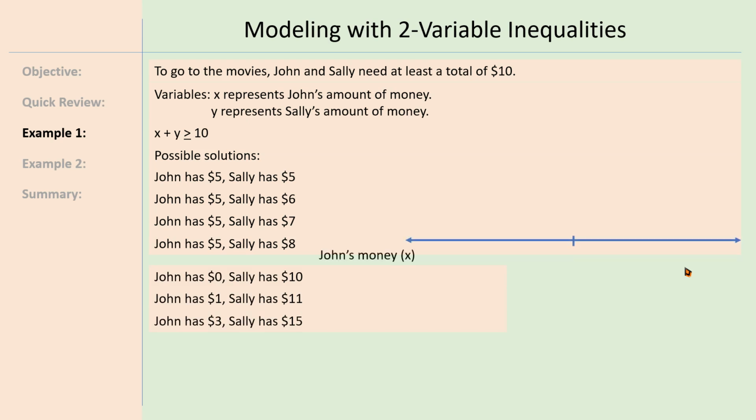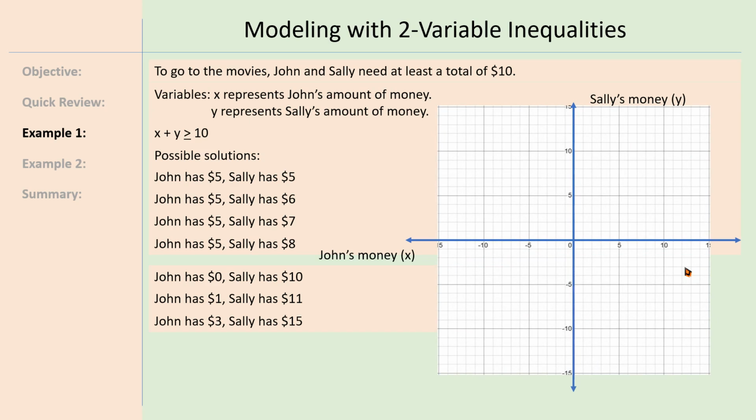See, because there are so many different solutions that it could be, now we have to graph them. So here I have a number line for John's amount of money, but then I also need another one for Sally's amount of money. That's why now I need the second number line. Now you guys see that it is a coordinate plane, right? That's where the coordinate plane comes from. It's two variables, X and Y. All right, so here on the coordinate plane, I'm just going to plot all these numbers on here. 5 and 5, that works. 5 and 6, that works. 5 and 7, 5 and 8, 0 and 10, 1 and 11, 3 and 15. You see all these numbers work.